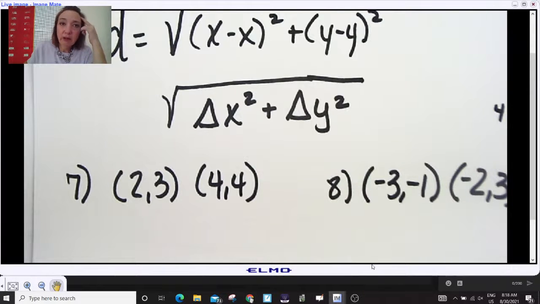Remember, if you need a calculator, you can get one right over there.